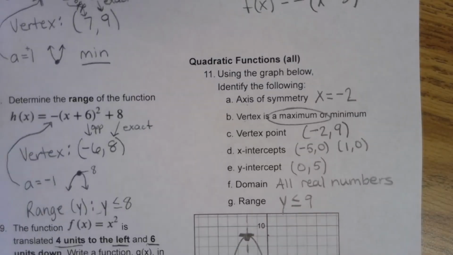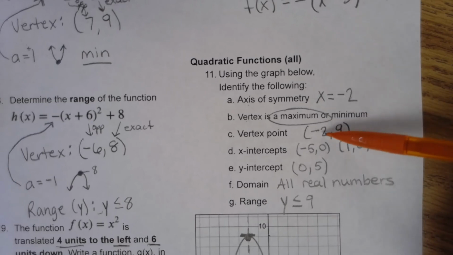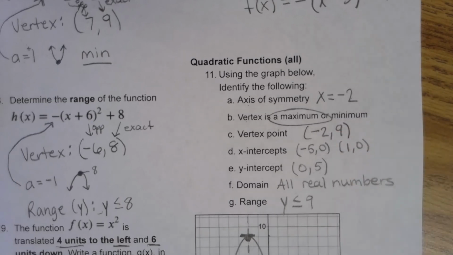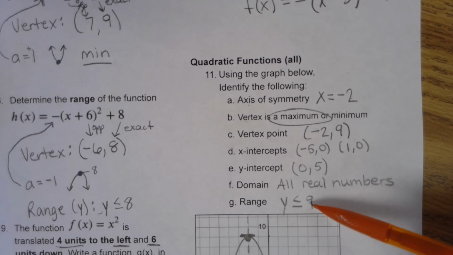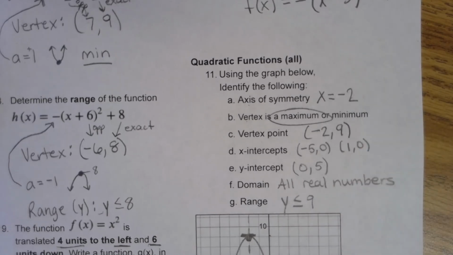So a couple things to pay attention to. Our axis of symmetry is going to be the same as our x value of our vertex. Our range is going to be the same value of the y value of our vertex. Of course, the x-intercept and y-intercept are just points that are on the graph at those places, x or y-intercept. And the domain, always going to be all real numbers for quadratics. Watch the next video to finish up the rest of the review.